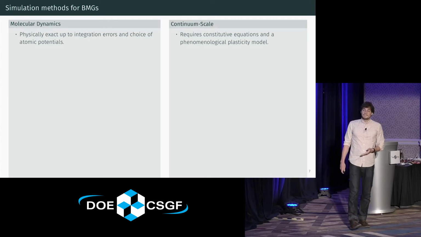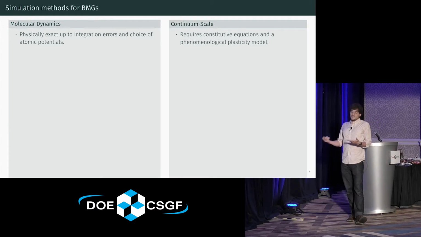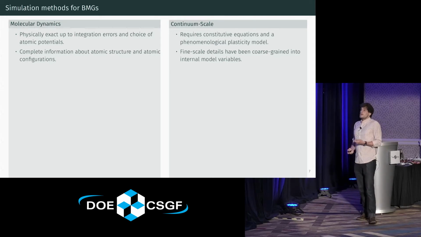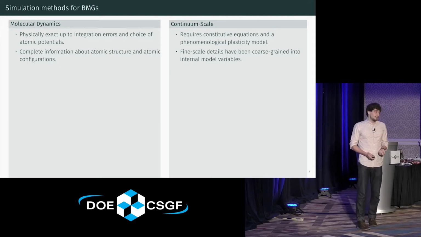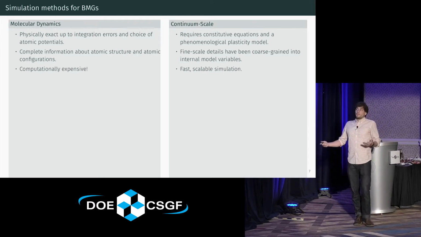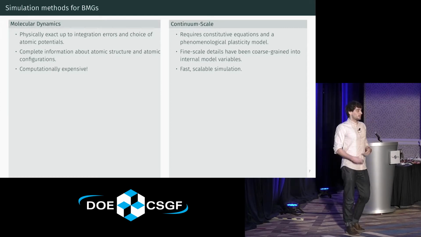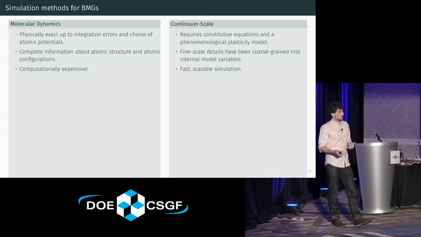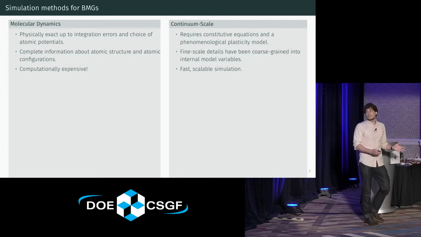Molecular dynamics also contains complete information about the atomic structure, while this has been coarse-grained into internal model variables like the effective temperature in the STZ theory. But MD is computationally expensive, whereas continuum scale simulation is much faster and much more scalable to large computers. So a great situation would be one in which we could take an MD configuration, compute the effective temperature distribution from it, pipe that as an initial condition into the continuum scale model, and scale that up and throw it on Titan or Summit or something like that and have a really accurate, really large simulation.